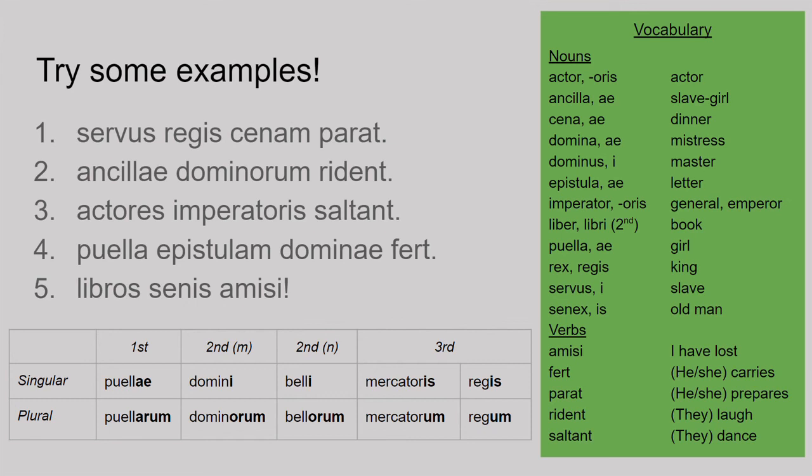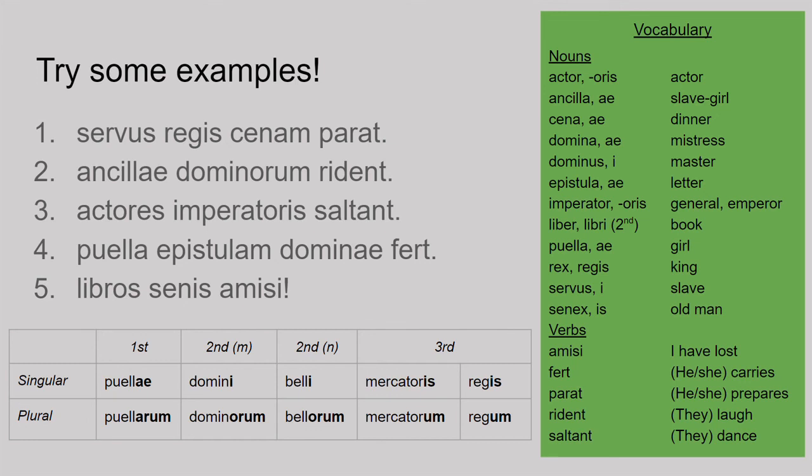For the fourth sentence, puella epistulam dominae fert. Dominae is the genitive singular here. It's a different word to dominorum from the second sentence. This is the mistress rather than the master, so she is a first declension genitive singular. The sentence is, the girl carries the letter of the mistress, or the girl carries the mistress's letter.